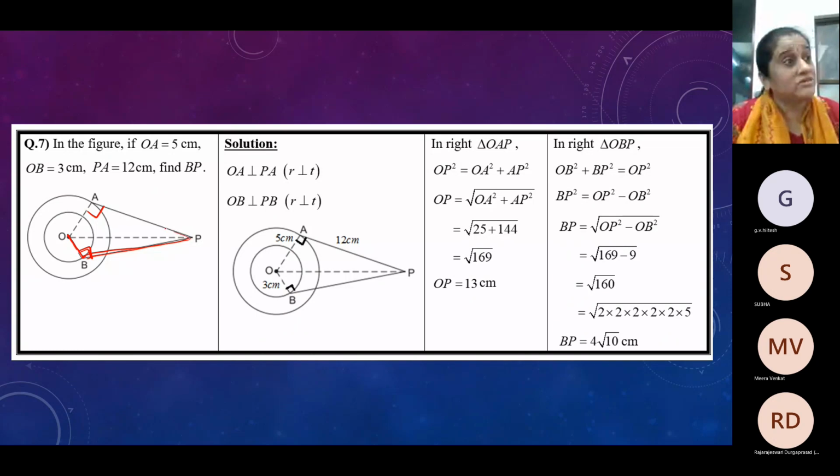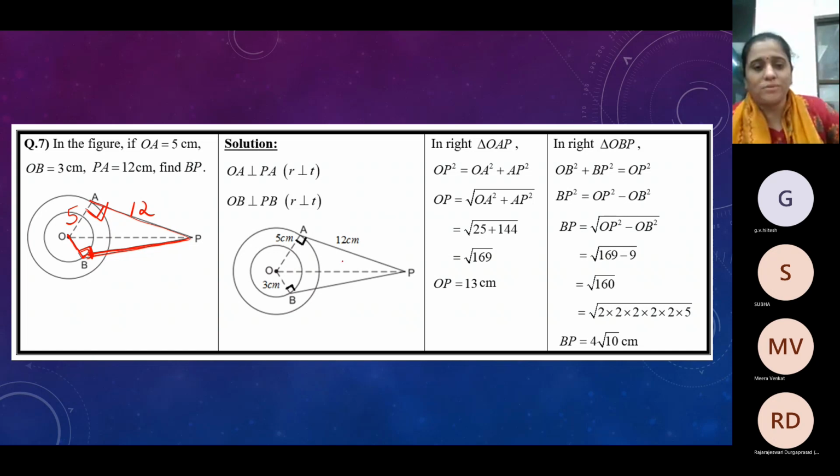Similarly here, PA is a tangent to the outer circle, and PB is a tangent to the inner circle. So this is 90 and this is also 90. So you have two right triangles, right? Pythagoras theorem. What's given? How much is OA? 5. How much is PA? 12. Can you find OP using Pythagoras theorem?